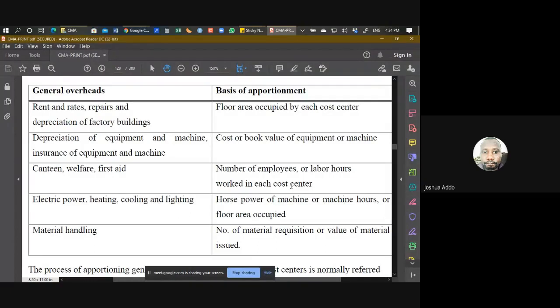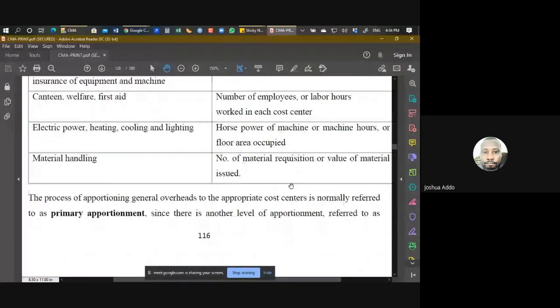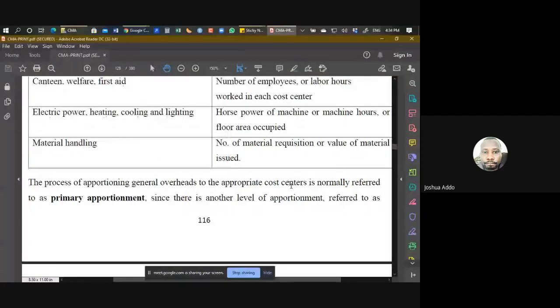Canteen, welfare, first aid: number of employees or labor hours worked in each department. So these are the candidate bases of apportionment. Electric power, basically electricity, heating, cooling, and lighting, all has to do with power.